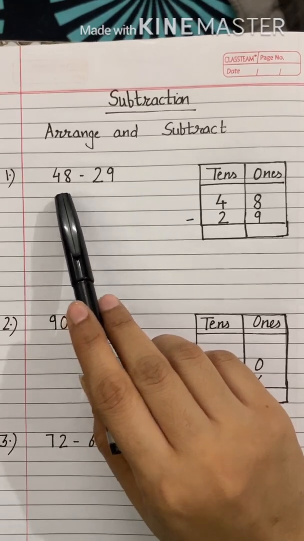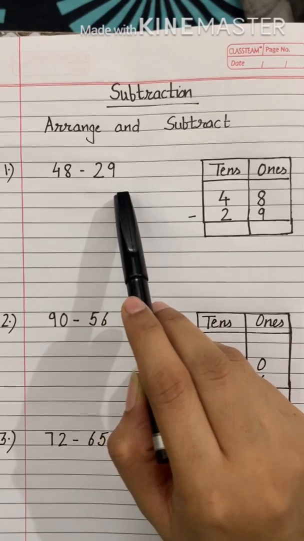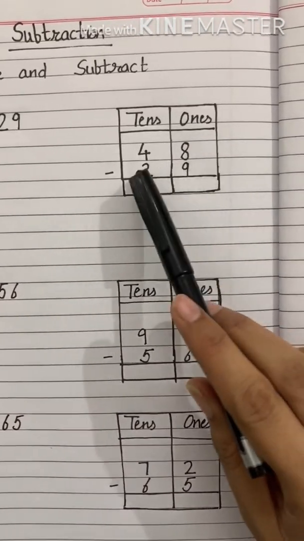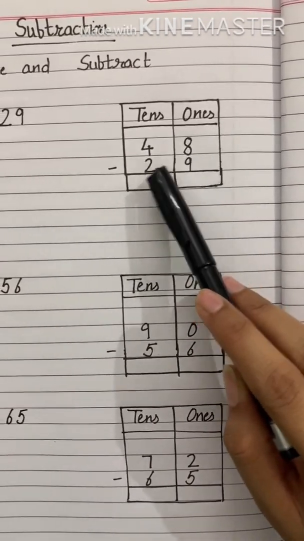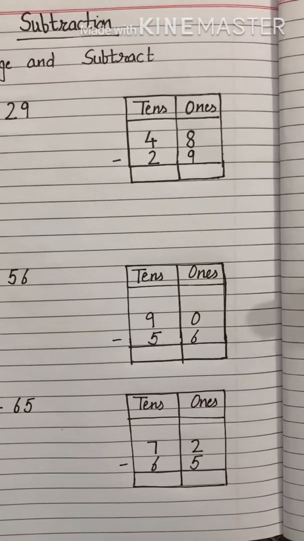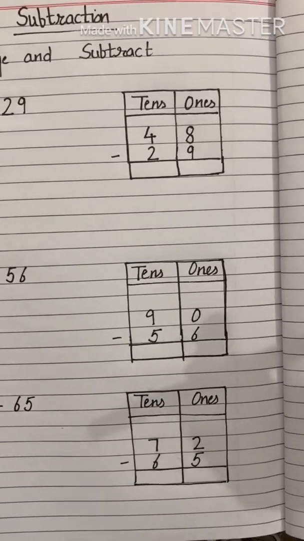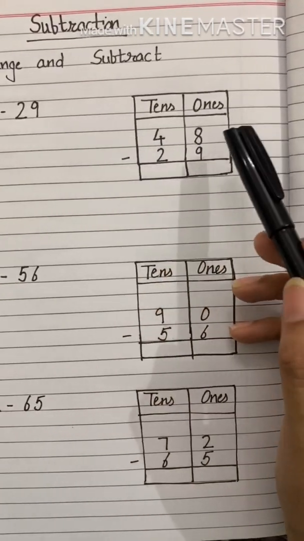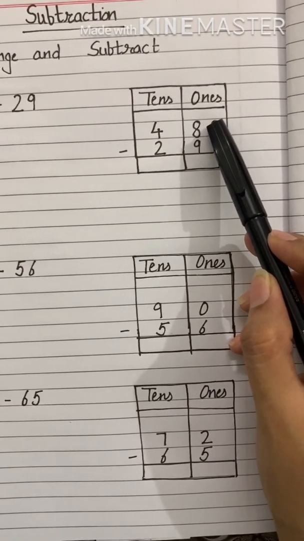So here I was given the number 48 minus 29. I have arranged them in the column like this: 48, then 29. Obviously we need to write the greater number at the top and then the smaller number, because subtraction is only possible when we are subtracting the smaller number from the bigger, right? In general, the total number 29 is less than 48, but if I talk about the ones places, 9 cannot be subtracted from 8.